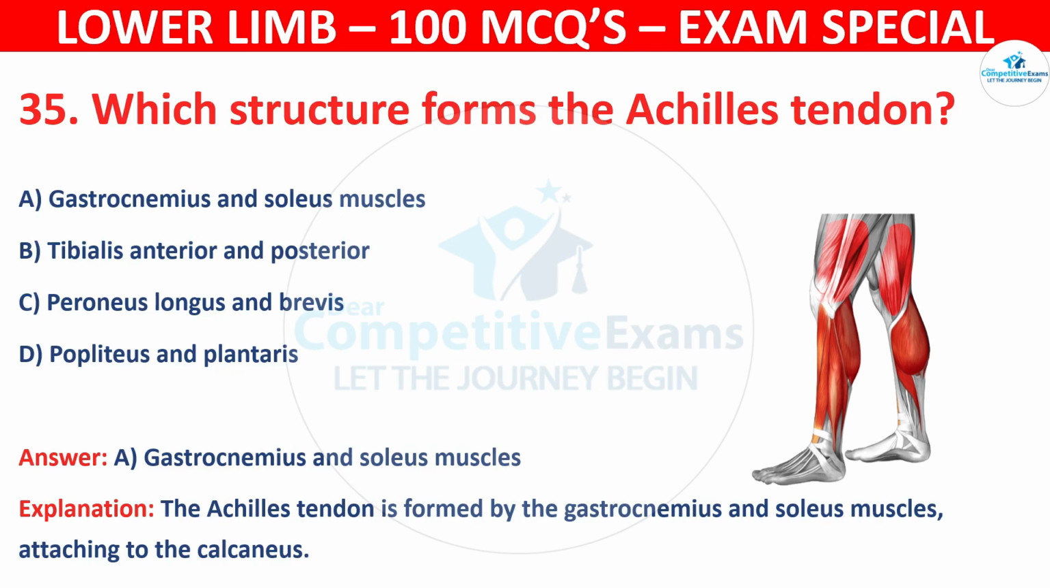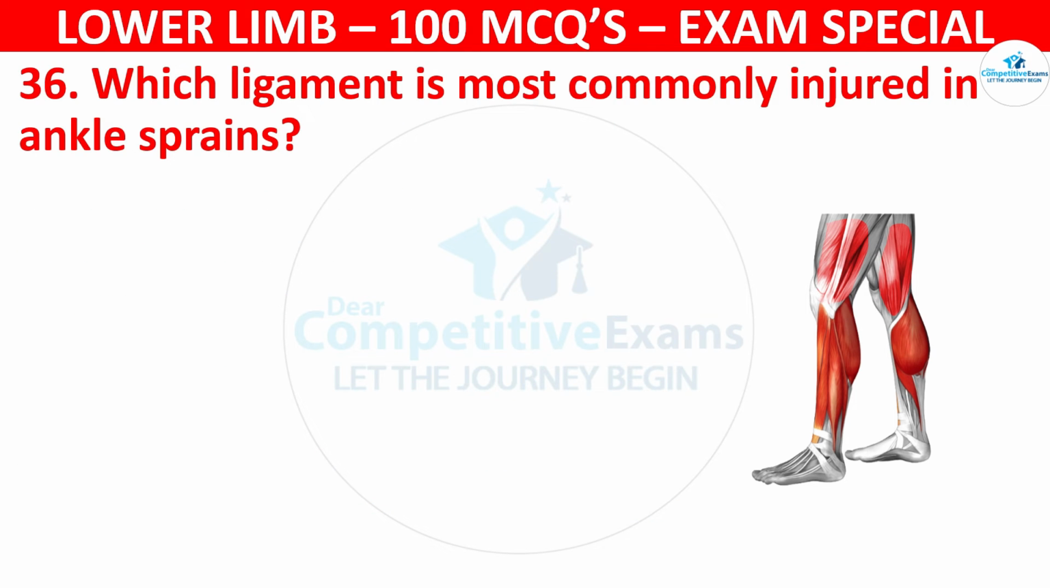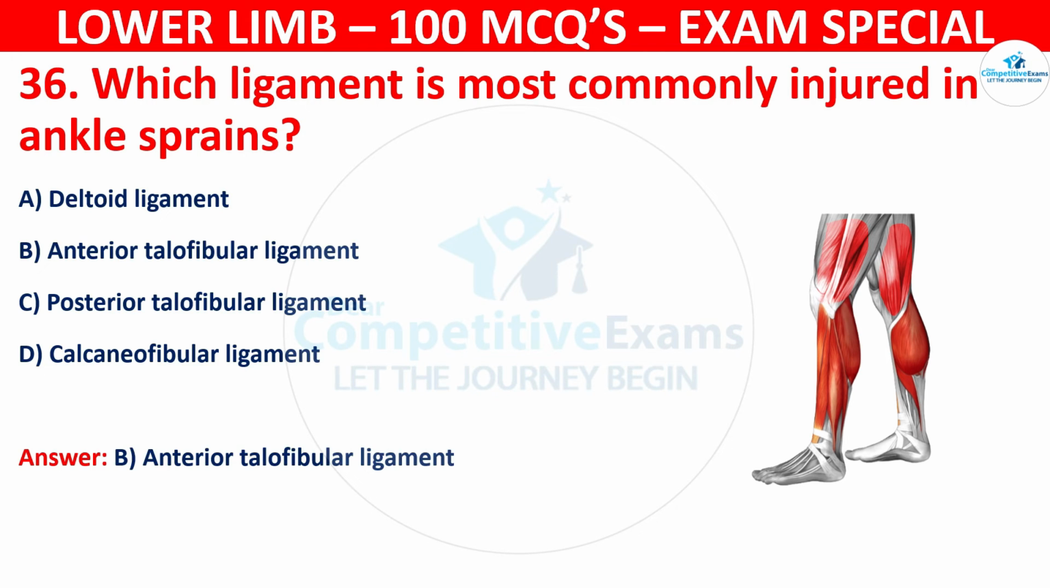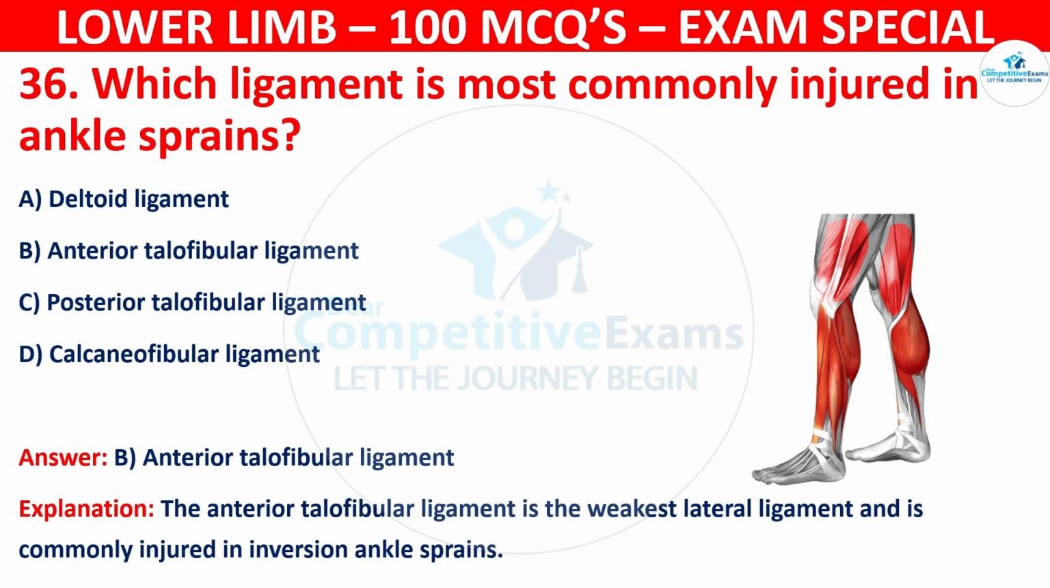Question number 36. Which ligament is most commonly injured in ankle sprains? Your options are deltoid ligament, anterior talofibular ligament, posterior talofibular ligament, or calcaneofibular ligament. The correct answer is anterior talofibular ligament. The anterior talofibular ligament is the weakest lateral ligament and is commonly injured in inversion ankle sprains.